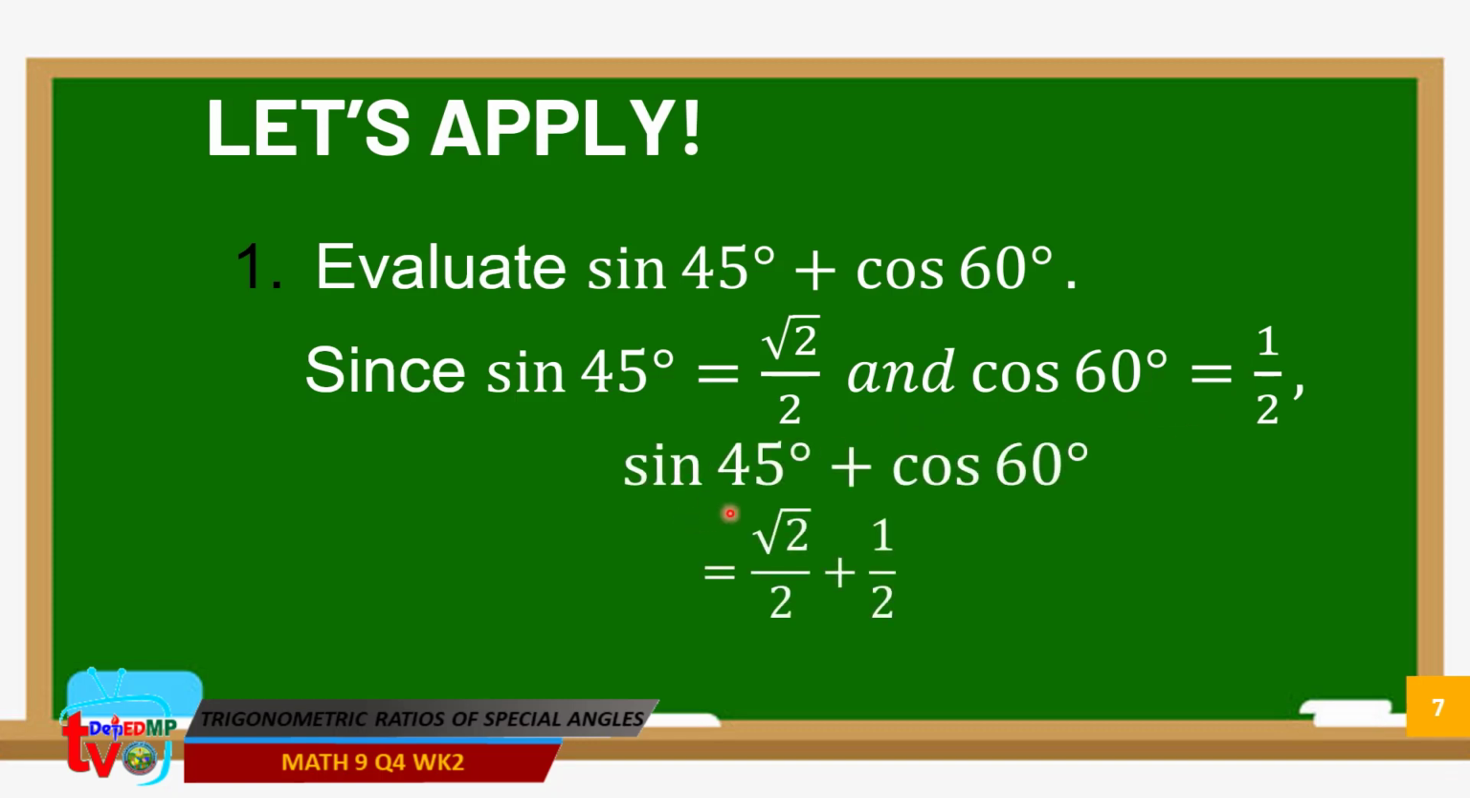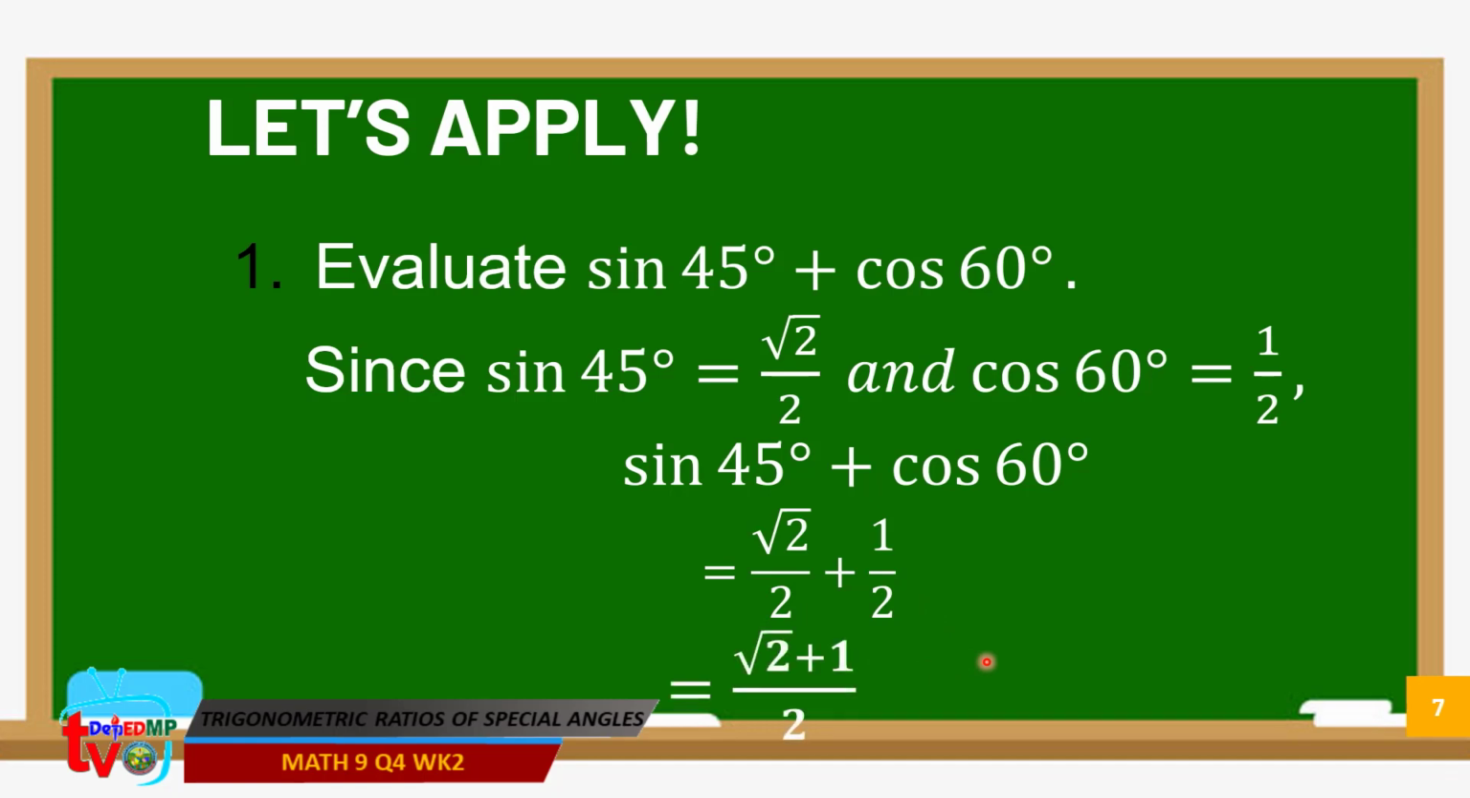Sine 45 degrees is square root of 2 over 2. So we just substituted sine 45 degrees by its value, and cosine 60 degrees is substituted by 1/2. So if we add, remember that when adding similar fractions, since their denominators are the same, just add the numerators and copy the common denominator.